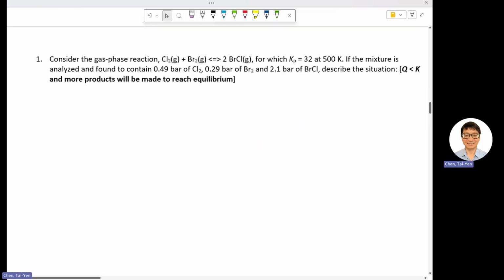Okay, so here it says, consider the gas phase reaction Cl2 gas plus Br2 gas gives you 2 BrCl gas, for which Kp is 32 at 500 K. If the mixture is analyzed and found to contain 0.49 bar of Cl2, 0.29 bar of Br2, and 2.1 bar of BrCl, describe the situation. Is Q larger than K, smaller than K, or equal to K?